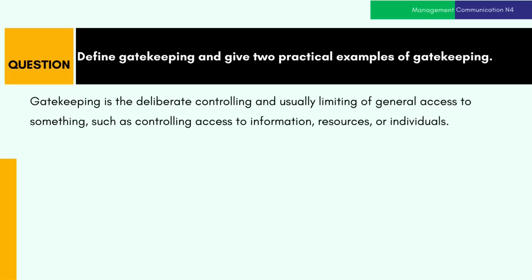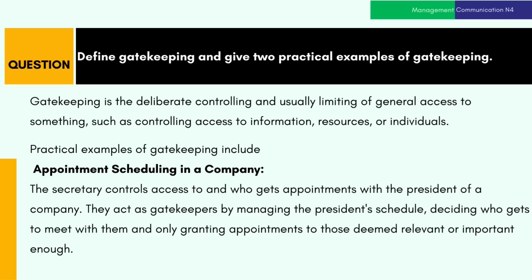Question. Define gatekeeping and give 2 practical examples of gatekeeping. Gatekeeping is the deliberate controlling and usually limiting of general access to something, such as controlling access to information, resources, or individuals. Practical examples of gatekeeping include 1.